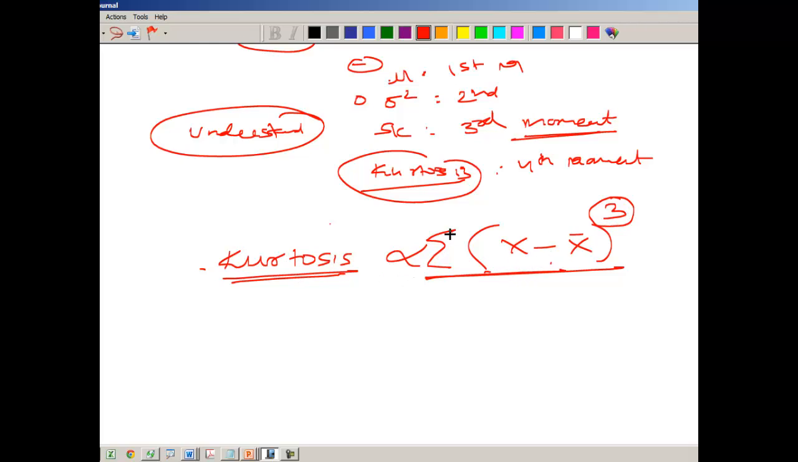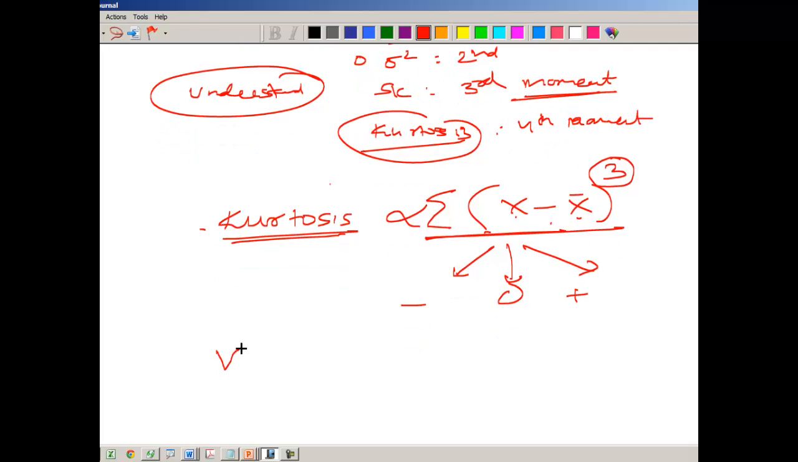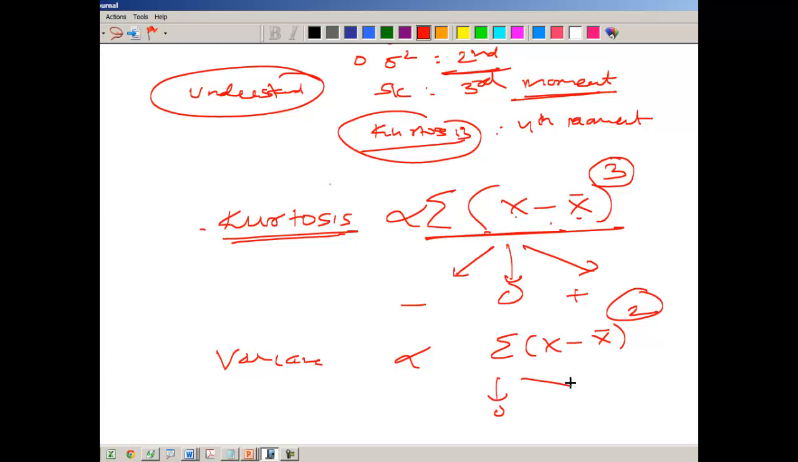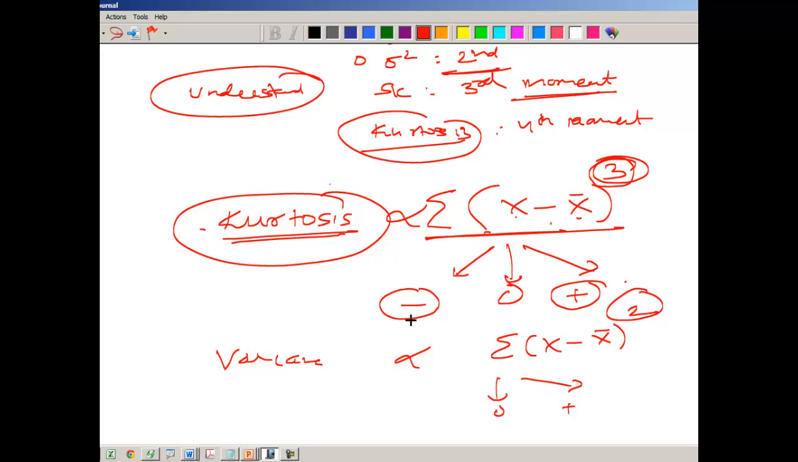Because you are taking a summation of x minus x bar whole to the power 3, it can be 0, it can be positive, it can be negative. Whereas in case of variance, it was proportional to the summation of x minus x bar whole square. That is why it was called the second moment. So because it is 2, it can be 0 or positive, but it cannot be negative. So the idea is that skewness, the third moment, can be 0, negative, or positive.